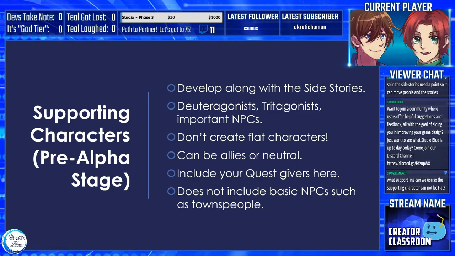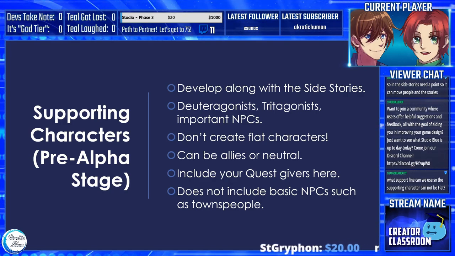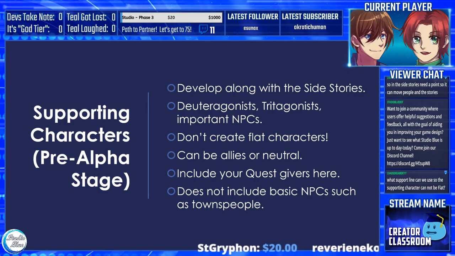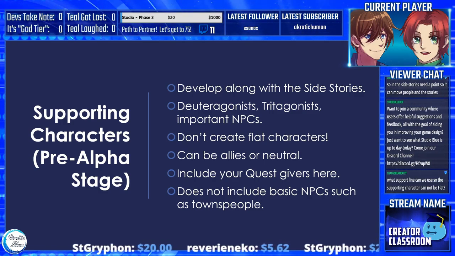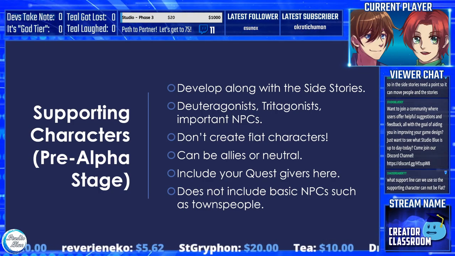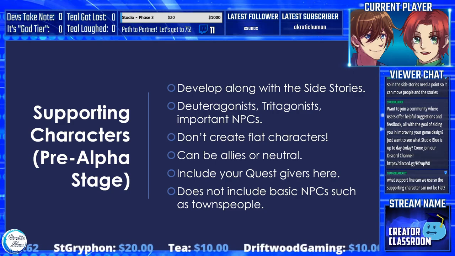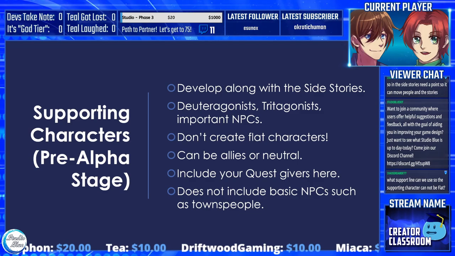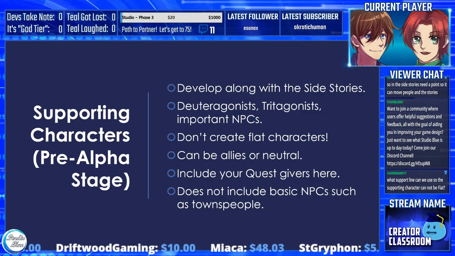Chaos says, what support line can we use so the supporting characters can be not flat? Do the exact same thing, Chaos, that you would with your protagonist and antagonist. Create them all the same way. We have a creator classroom on creating sympathetic characters. That'll be one of the things we link. Use that. Follow those guidelines. You can make your characters very sympathetic, even if it's just some person you meet on the road selling pots. Yeah. Absolutely. Okay, are you ready to move on?